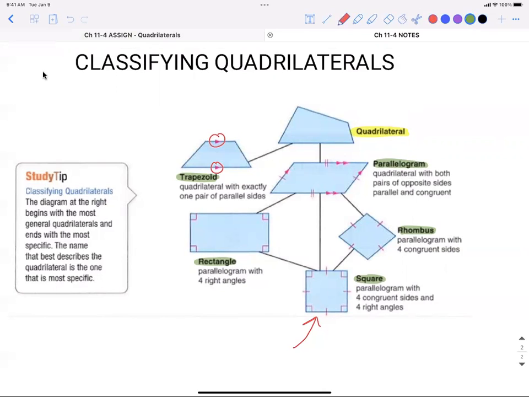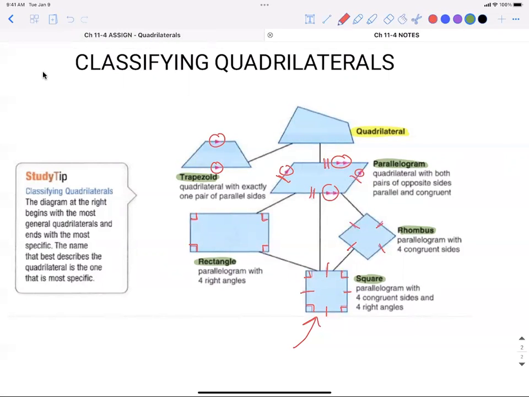A parallelogram has 2 pairs of parallel lines of opposite sides, and these little slash marks tell you that these sides are congruent. With a rectangle, notice that it creates 4 right angles. A rhombus is a parallelogram with 4 congruent sides, so that's what those 4 slash marks mean. And then a square, of course, has congruent sides, and it also forms 4 right angles.